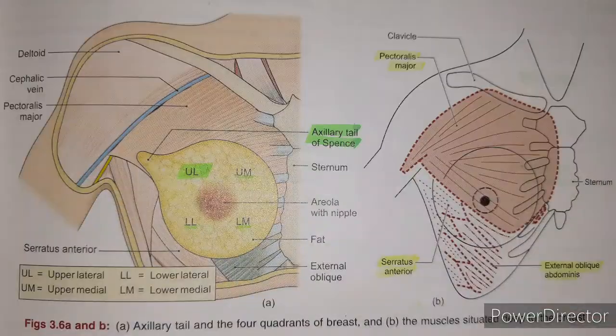Situation. The breast lies in the superficial fascia of the pectoral region. It is divided into four quadrants, that is upper medial, upper lateral, lower medial, lower lateral. A small extension of the upper lateral quadrant called the axillary tail of Spence passes through an opening in the deep fascia and lies in the axilla. The opening is called foramen of Langer.